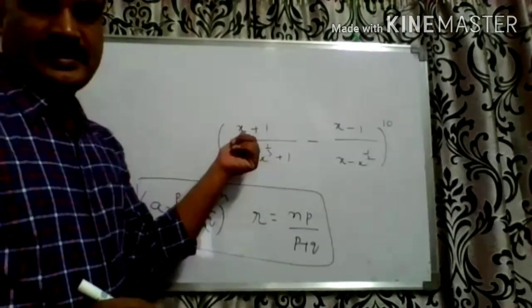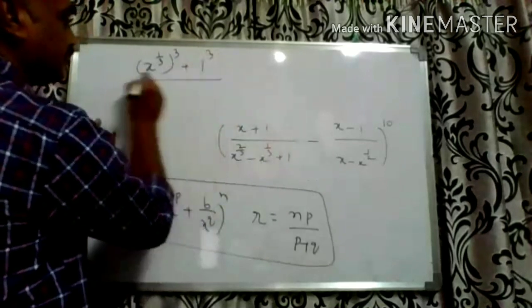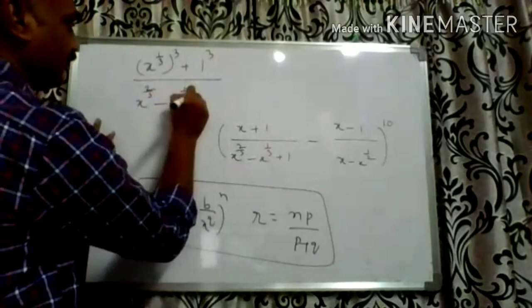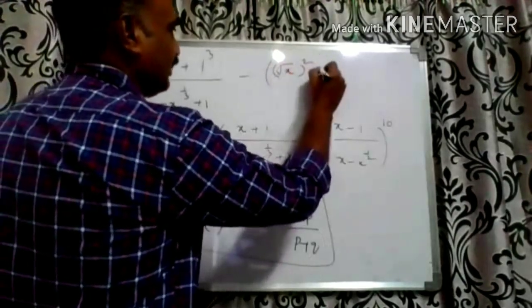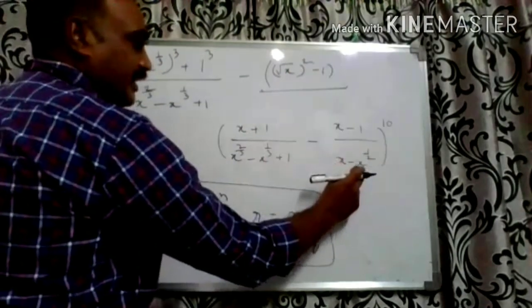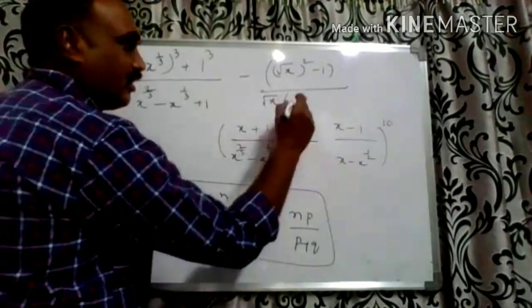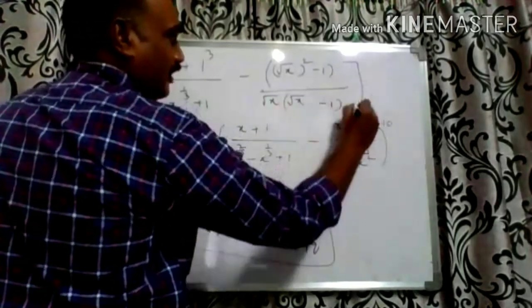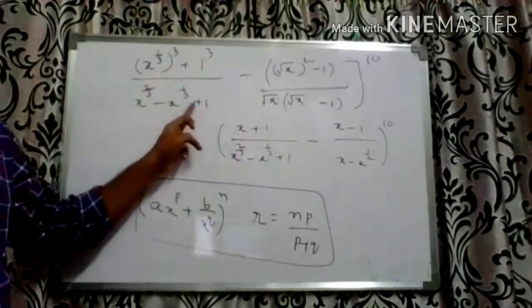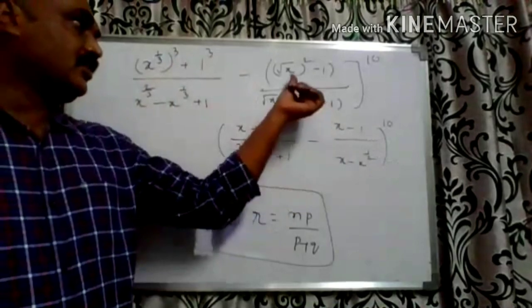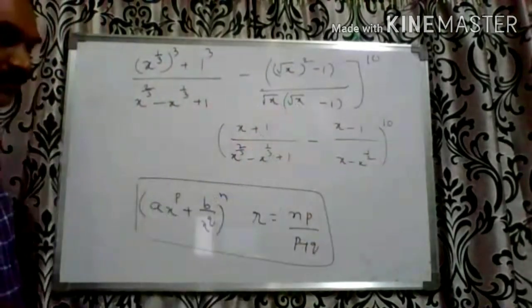x plus 1 is equal to (x power 1 by 3) whole cube plus 1 cube, and x power 2 by 3 minus x power 1 by 3 plus 1 stays in the denominator. Then x minus root x is equal to (root x) whole square minus 1, and in x minus x power 1 by 2 take root x common: root x into (root x minus 1), whole power 10.